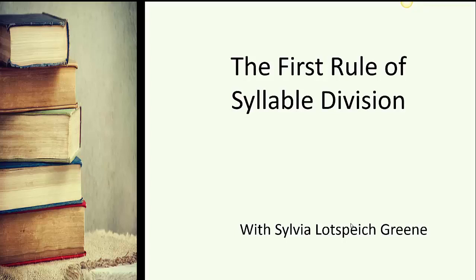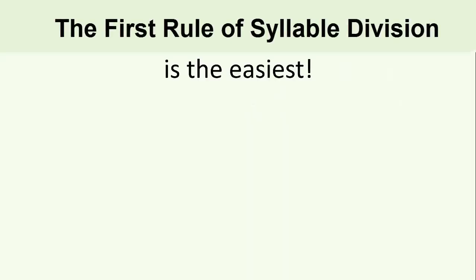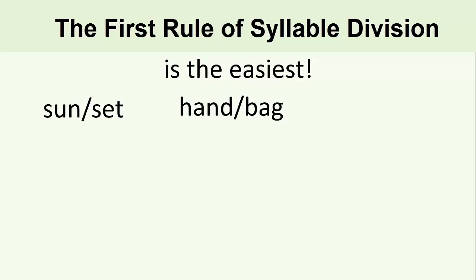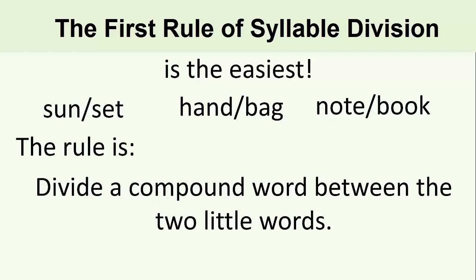Here we are at the first rule of syllable division. The first rule is the easiest. Explain to the students that a compound word is two little words that have been put together to make one word. Give examples on the board like sunset, handbag, notebook. The rule is divide a compound word between the two little words.